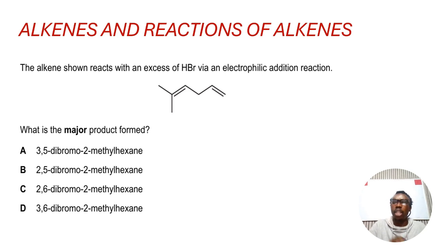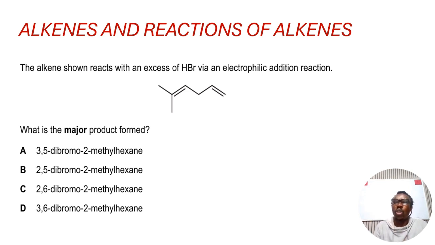Unsymmetrical, whereby each of the carbon atoms is bonded to different numbers of hydrogen atoms, it will undergo what we call what? Markovnikov. It will undergo electrophilic addition by Markovnikov's rule, whereby you have the major product and the minor product. The major product is the one where the halogen is bonded to the carbon with the least hydrogen atoms, while the minor product is the one where the halogen is bonded to the carbon with the most hydrogen atoms. So you are asked what is the major product formed.